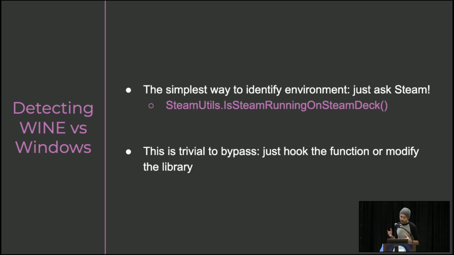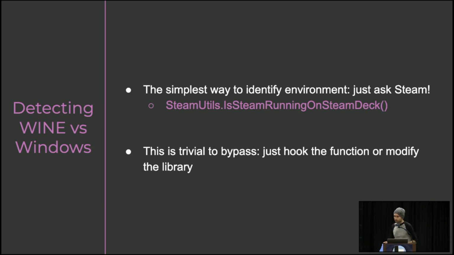So let's talk about ways that we can detect the platform at runtime. The simplest way, and the way that most applications do it, is they just ask Steam for it. Steam has this utility function, is Steam running on Steam Deck? And despite the kind of misleading name, this is not just Steam Deck, this is Steam OS. Really, any environment that includes Wine, this will detect.